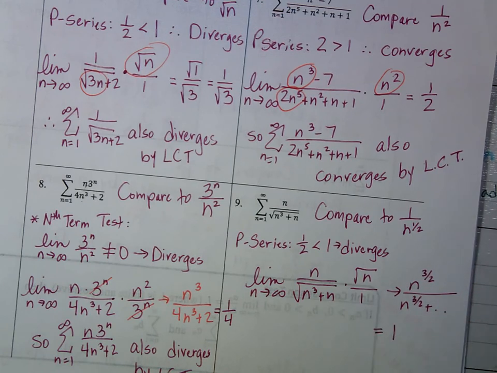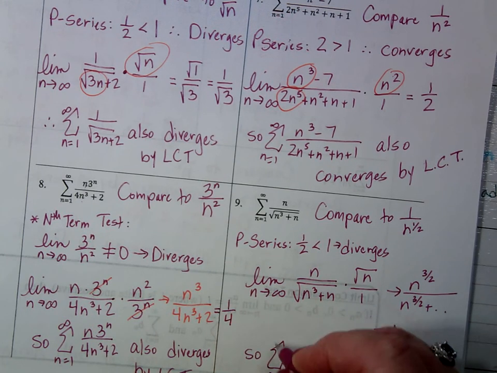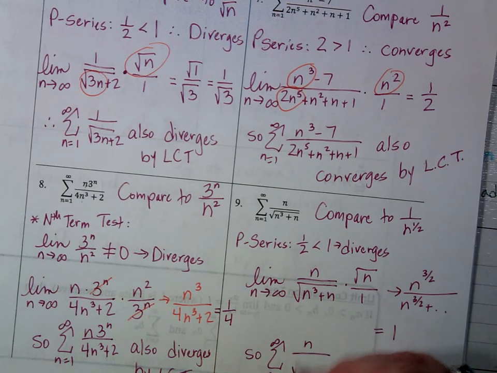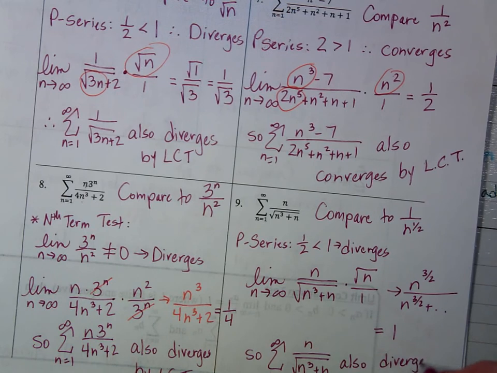Well, is 1 positive and finite? And the answer is yes. And so I know that my sum, 1 to infinity of n over the square root of n cubed plus n, also diverges by the limit comparison test.